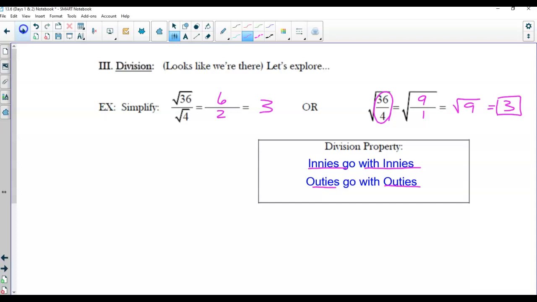What do you mean? Well, if I had 2 over the square root of 6, this is not equal to 1 over the square root of 3. I cannot reduce an outie with an innie. That is not legal, okay? So don't do it, please.